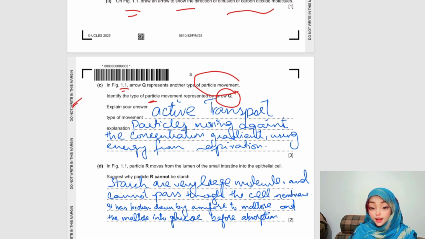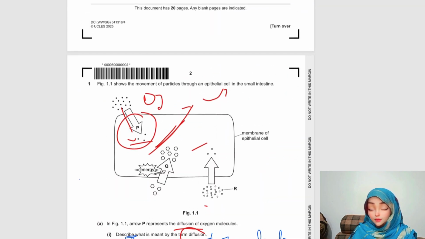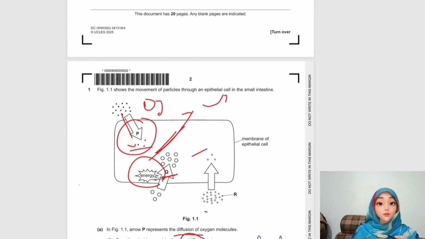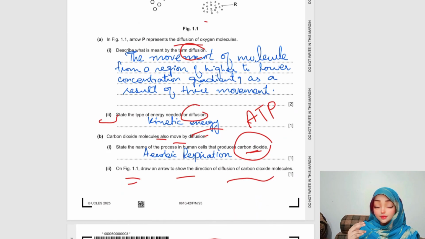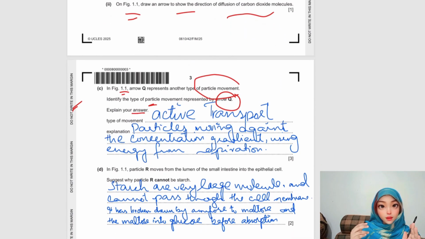So here is the arrow Q, and here is the energy. We know that the movement of the particles also requires energy, and that energy comes from the process of respiration. So we'll write aerobic active transport, and the particles are moving against the concentration gradient. When the particles move against the concentration gradient, they require energy that comes from respiration.